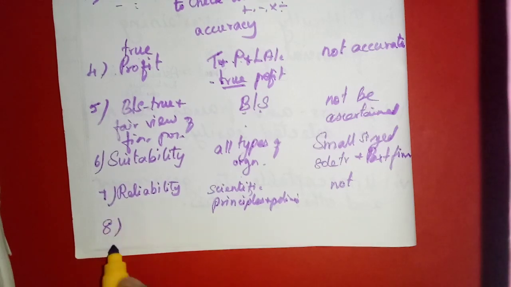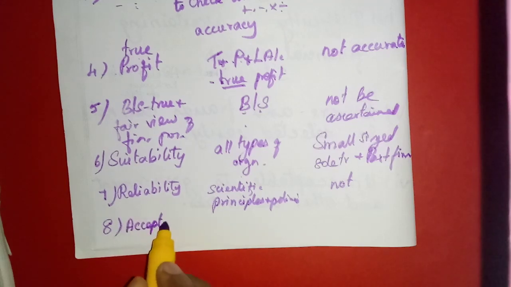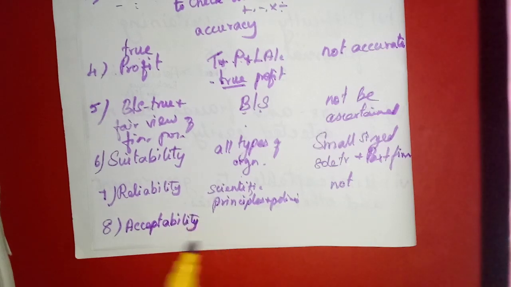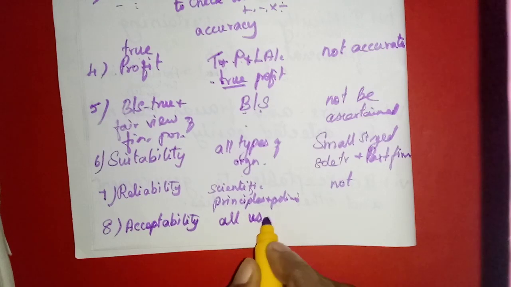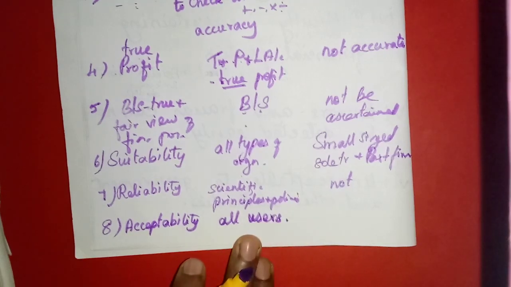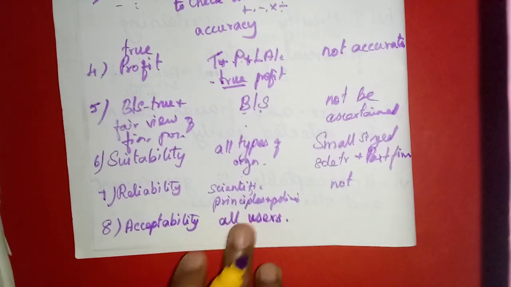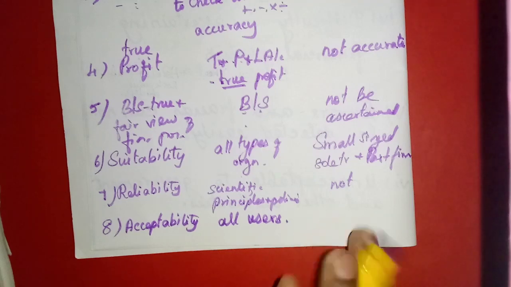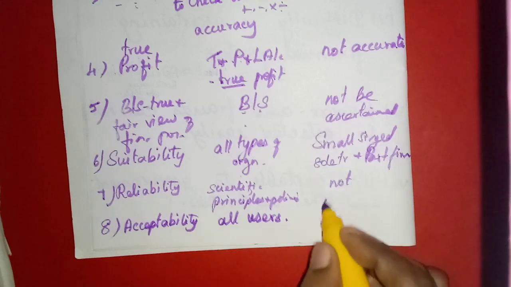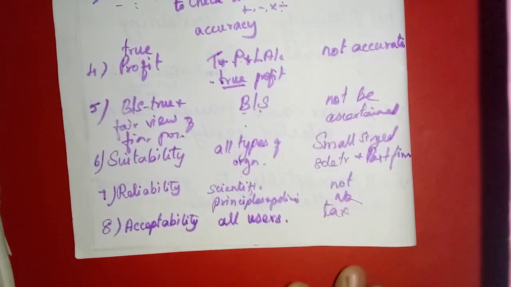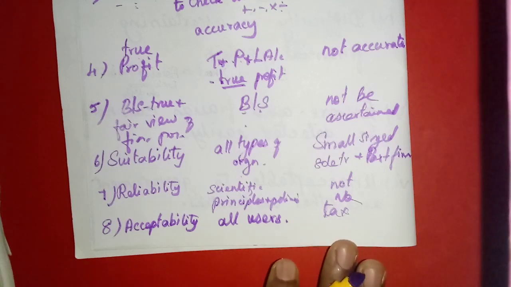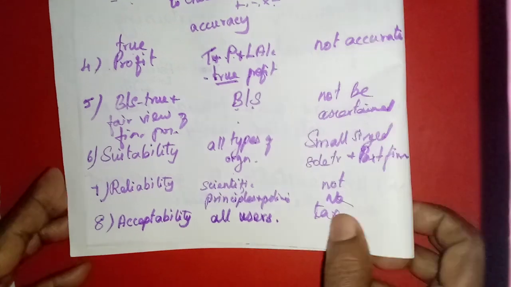Incomplete records are not reliable because they are unscientific and we do not follow the accounting principles and policies. Then the last point is acceptability. Who will accept? Whether it is acceptable to all users? You know the users: the owners, the investors, the creditors, including banks and financial institutions, government, research institutions, and tax authorities. Everybody will accept the records maintained under the double entry system. But incomplete records are not acceptable to the tax authorities and the government. Only the owner, the sole trader alone, can accept this type of record.